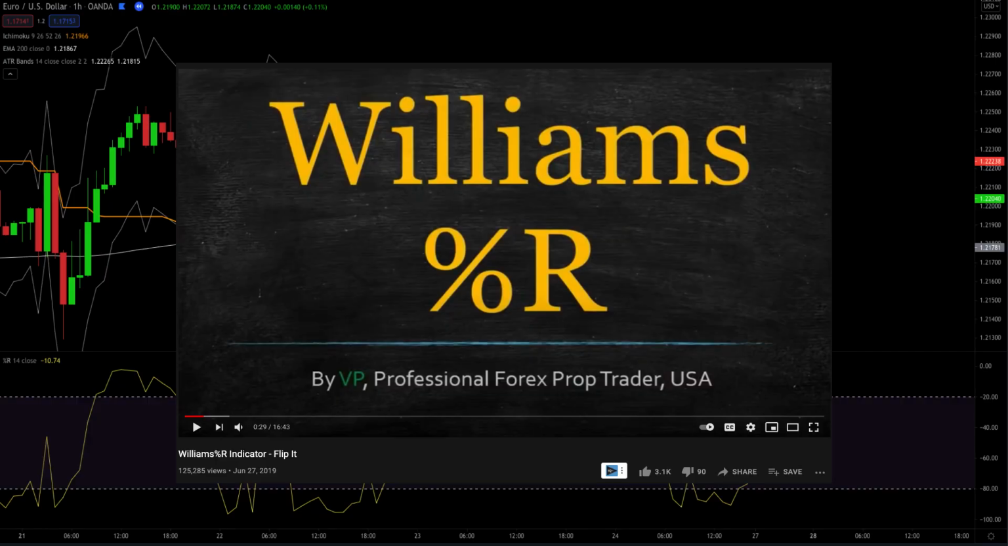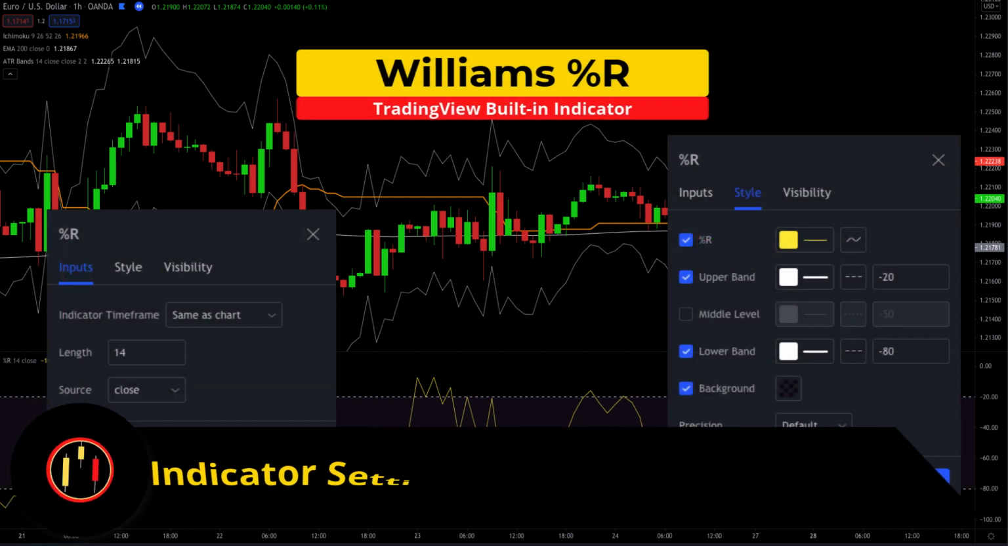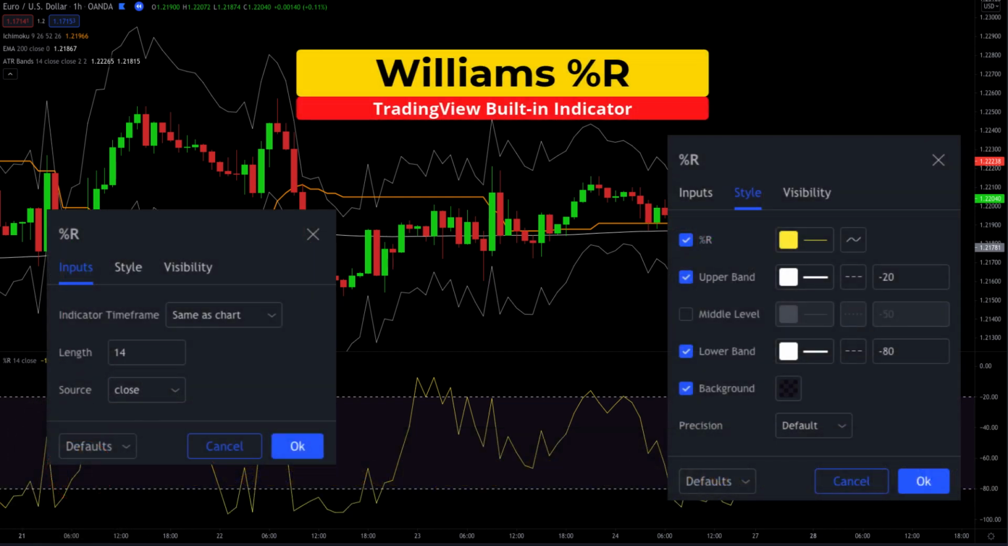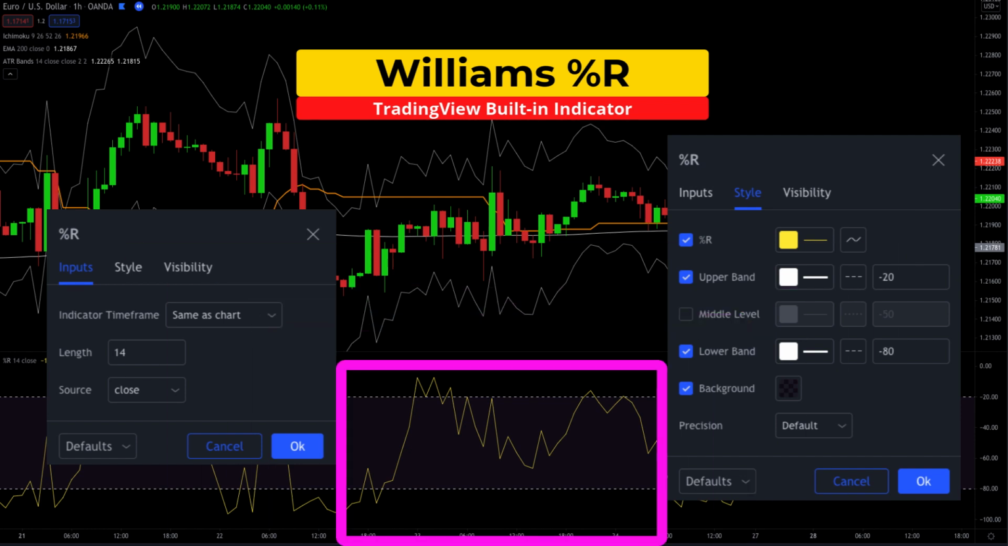A viewer asked me to review the system from No Nonsense Forex called Flip It that uses the Williams %R in an unconventional way. First indicator is obviously the Williams %R, which is a TradingView built-in indicator. We are going to keep this oscillator at default settings.